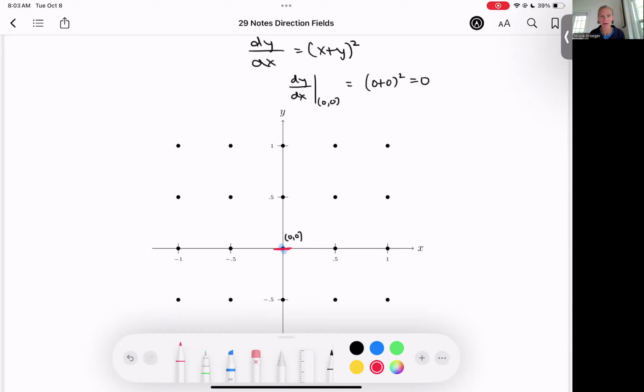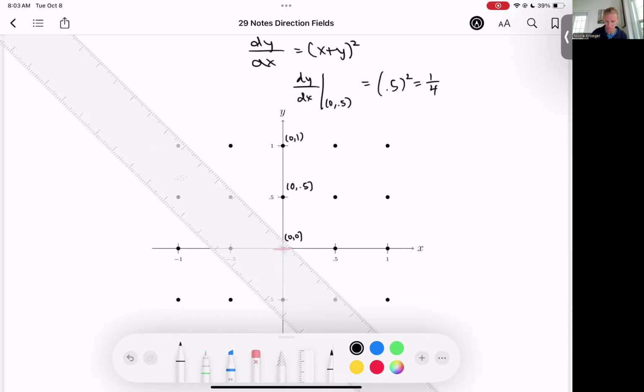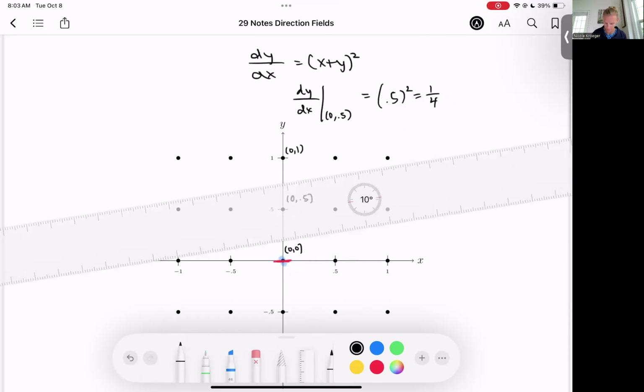Okay. And so we're going to do this at all of these points, which could get kind of tedious, but let's do it. So maybe let's pick our next favorite point. This point up here is 0 for x, 0.5 for y. This point is 0 for x, 1 for y. Okay, so when I plug in 0, 1/2, and we're not going to do all of these calculations up here, I'm going to get 0.5 squared, which will give me 1/4, 0.25. And so now I need to draw a tiny little line segment with slope 0.25.